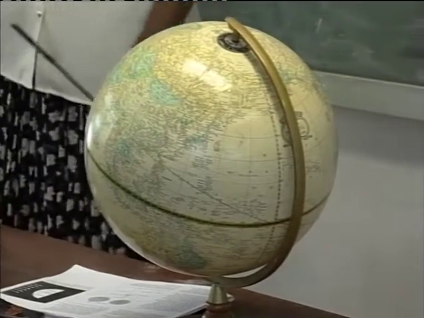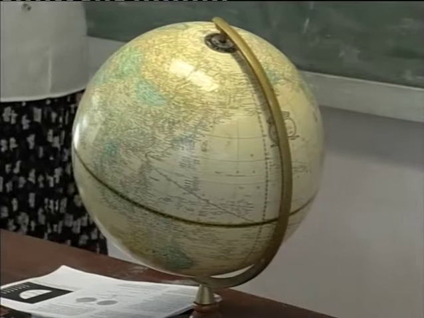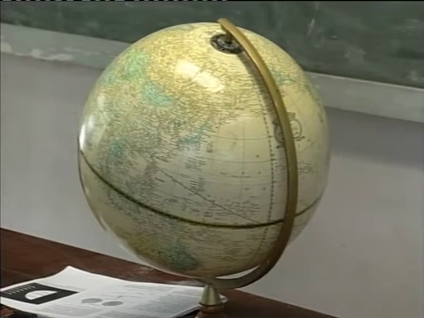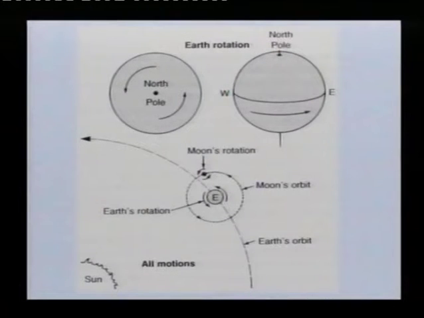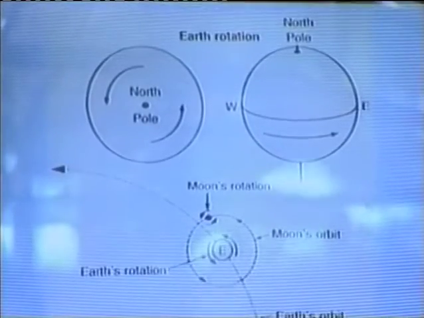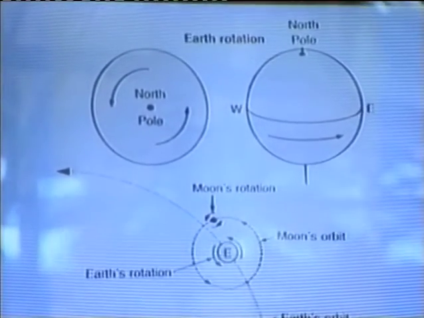If we were standing above the North Pole looking down, we would have noted also that the Earth's rotation will always be in an anti-clockwise direction. And likewise, all the other planets also rotate in an anti-clockwise direction on their axis.